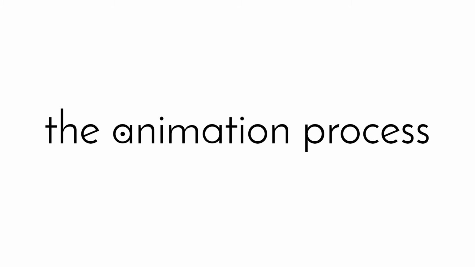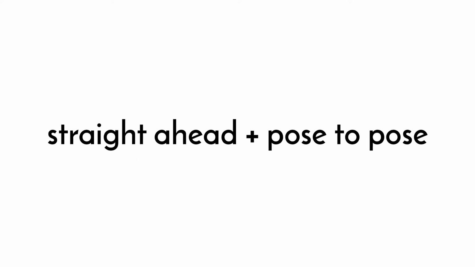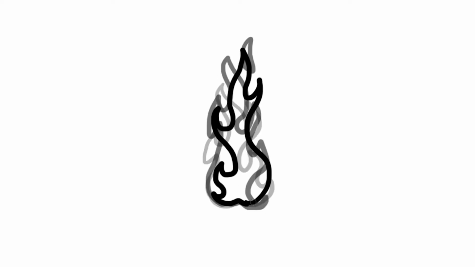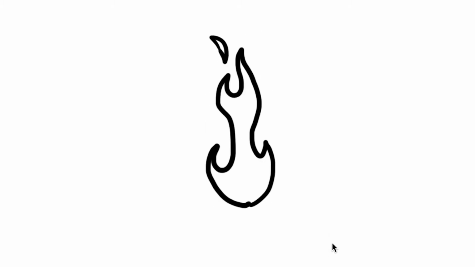video. There's a total of 12 principles created and shared by the legendary animators Frank Thomas and Ollie Johnston. However, I'll be going through only the ones that I will be using in my video the most. Straight ahead and pose-to-pose animation styles. Straight ahead is animating as you go, frame by frame. It is good for unpredictable or constantly changing motions like dance, fire, or explosion.